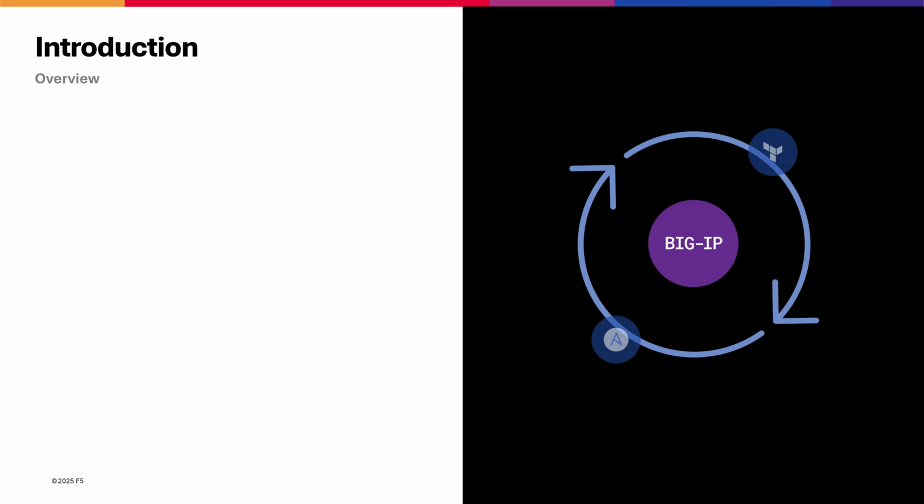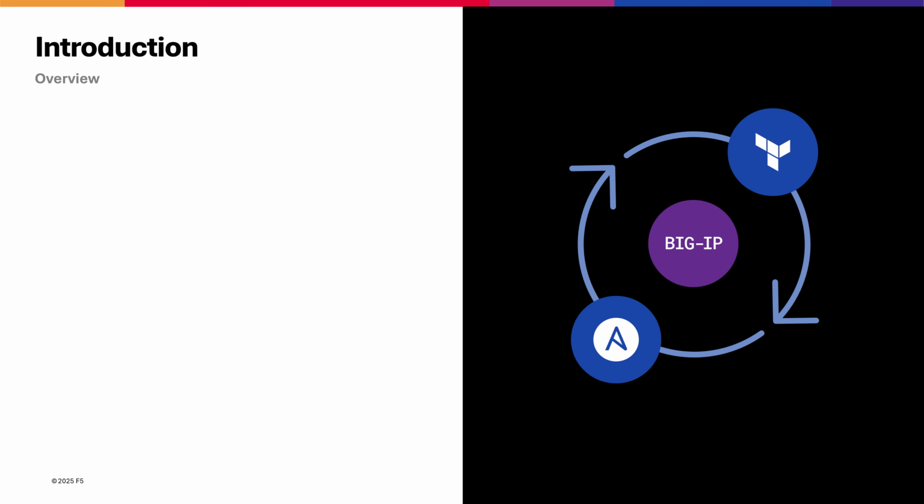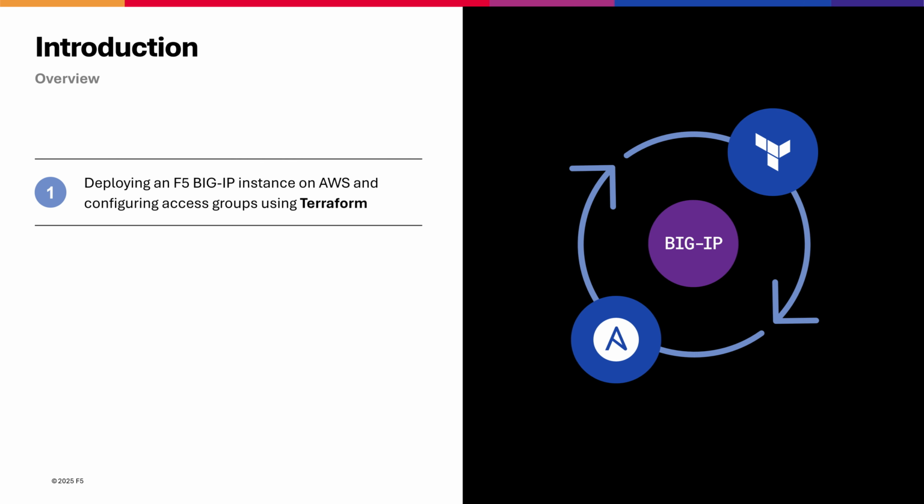This video gives a quick overview of how to use Terraform and Ansible together to automate the deployment and configuration of an F5 Big IP instance. Let's start with a quick overview. In this setup, we use the official F5 Big IP provider for Terraform and the F5 Big IP collection for Ansible. These official tools are developed and maintained by F5.